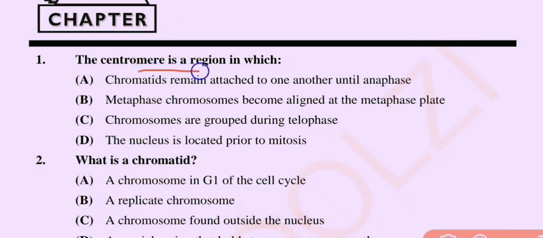The centromere is a region in which option A, chromatids remain attached to one another until anaphase, option B, metaphase chromosomes become aligned at the metaphase plate, option C, chromosomes are grouped during telophase, option D, the nucleus is located prior to the mitosis. So the correct option is option A, chromatids remain attached to one another until anaphase.